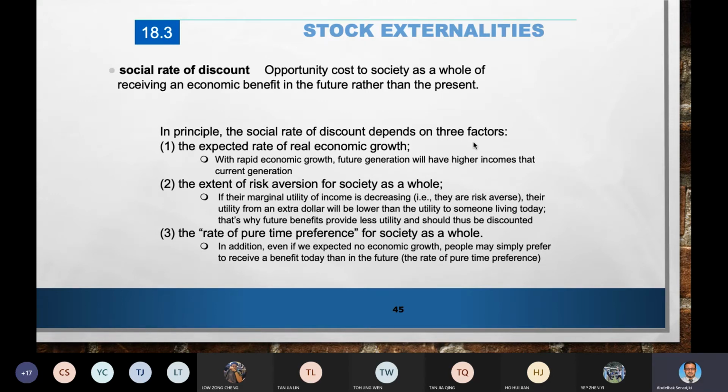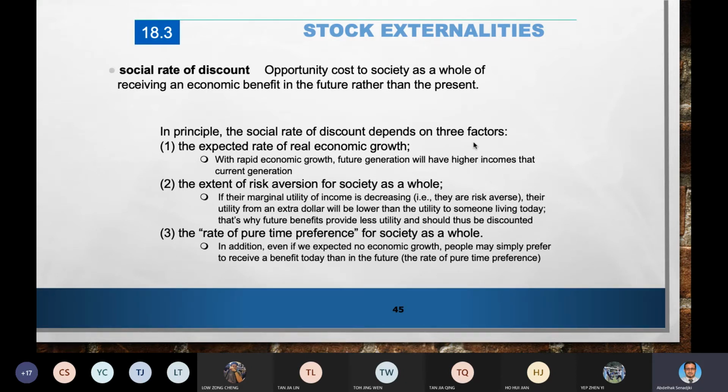So now we talk about the social rate of discount. You should know that when policymakers, especially in environmental policies, tackle those externalities or emissions, they always regard these stock externalities. And designing these policies is not that easy, because there are other factors that need to be considered.